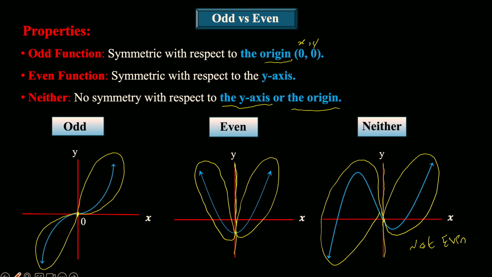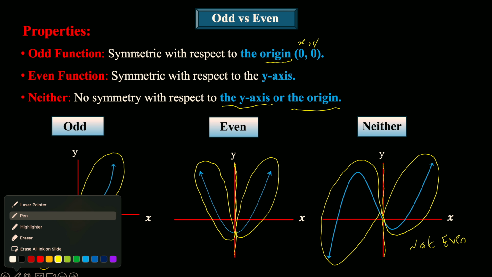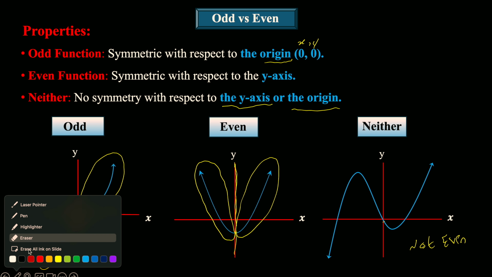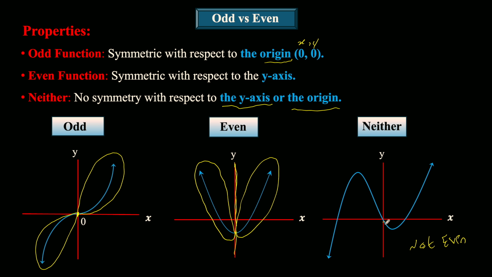Then we will check, is it symmetric with respect to the origin? So you check, this is the origin, 0. So you see that this part is not symmetric with this part, right? This is too small, this is too large. So it is not odd also.